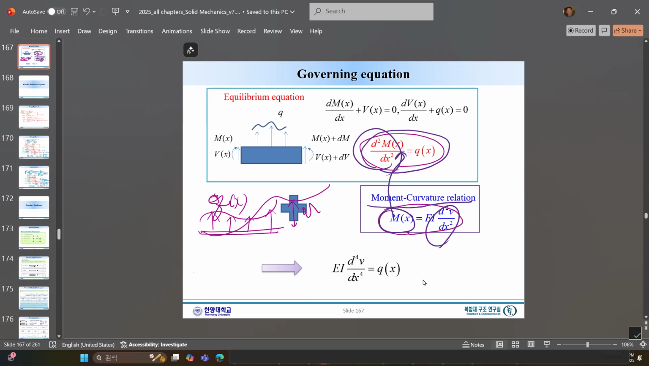You are good at math, so if I say it mathematically it may be easier to understand. This is the final differential equation. The fourth order derivative is given as Q to get V. Now, since this is a fourth-order derivative, how many boundary conditions do we need? Four of them.